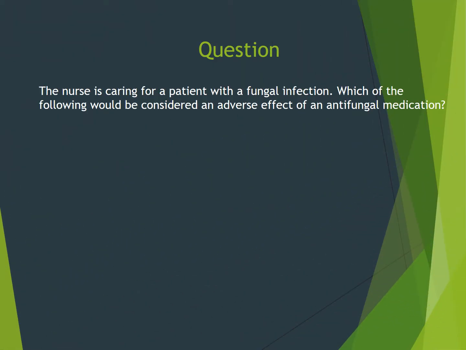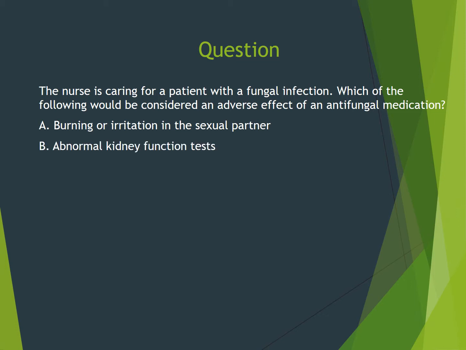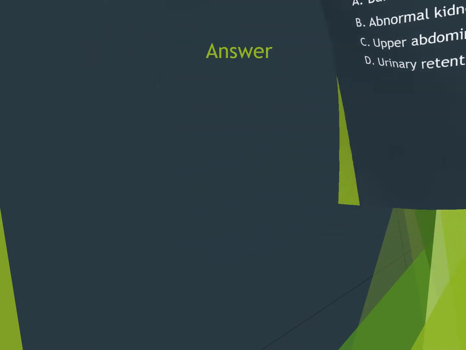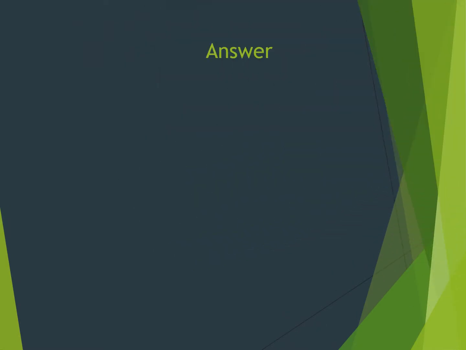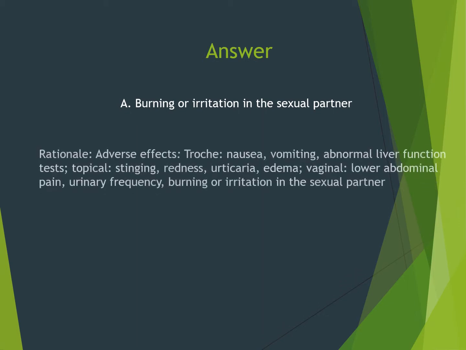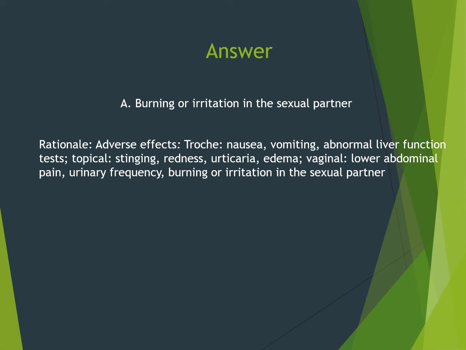So the nurse is caring for a patient with a fungal infection. Which of the following would be considered an adverse effect of an antifungal medication? Burning or irritation in the sexual partner, abnormal kidney function tests, upper abdominal pain, or urinary retention? And the answer is burning or irritation in the sexual partner. So when your antifungal is used in a vaginal preparation, it can cause burning and irritation.